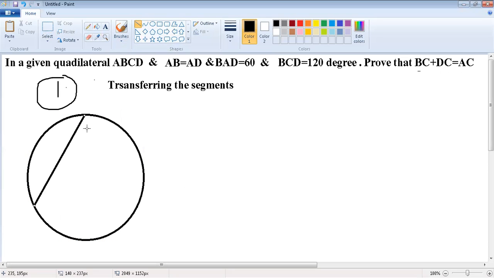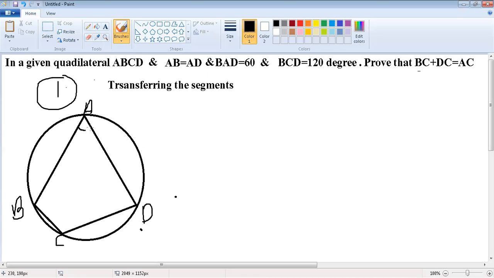So this is the first side. This is the second side. This is the third side. And this is the last side. Now let's name the angles A, B, C, and D respectively. Now this angle is given to be 60 degrees. So I guess we should name it outside so that this doesn't disturb our constructions. This angle is presumed to be 120 degrees.